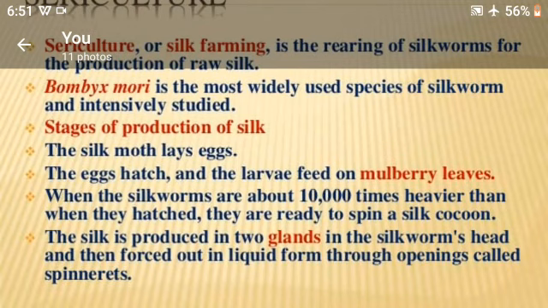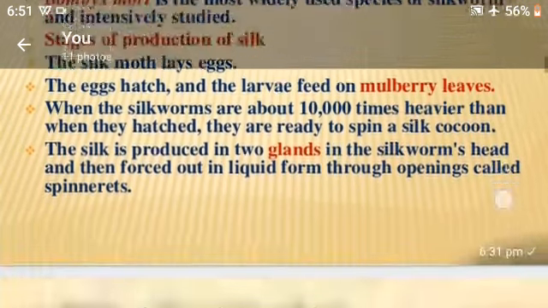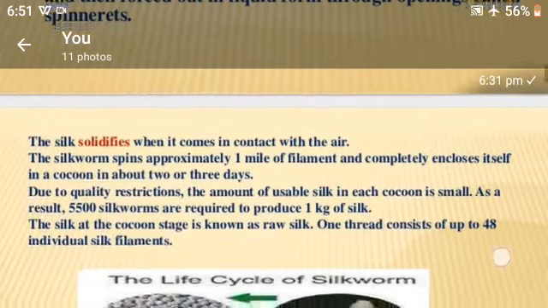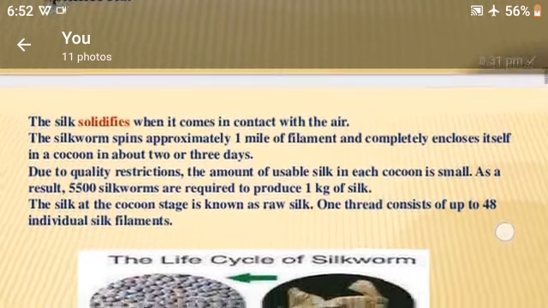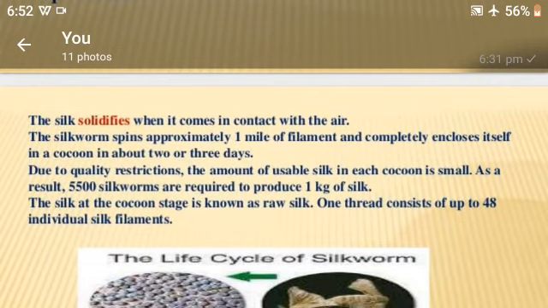Silk is produced in glands in the silkworm's head and then pours out in liquid form through openings called spinnerets. The silk solidifies when it comes into contact with the air. The silkworm spins approximately 1 mile of filament and completely encloses itself in a cocoon in about 2 or 3 days.